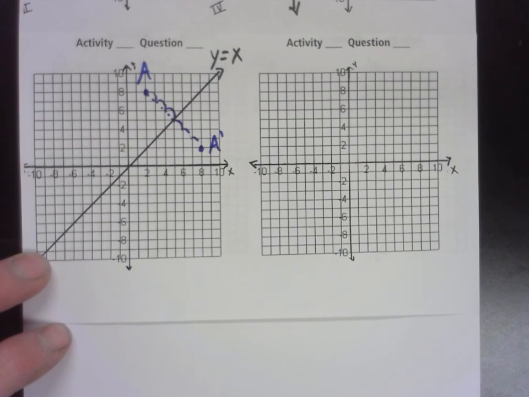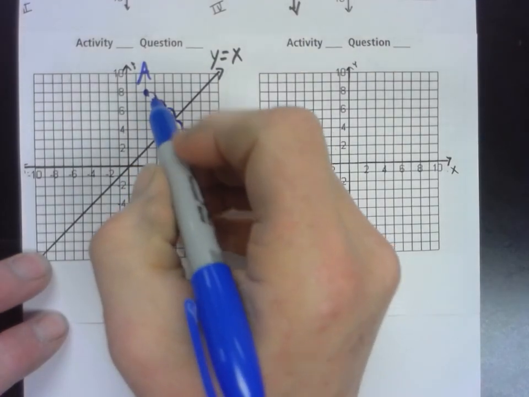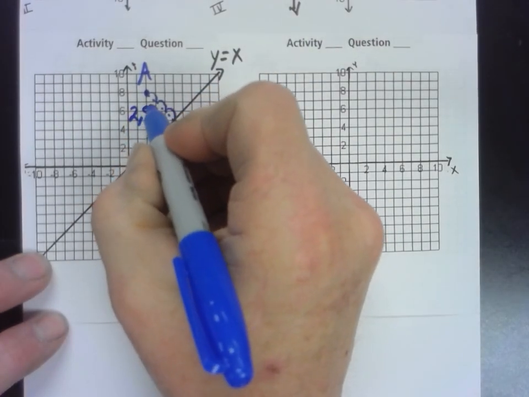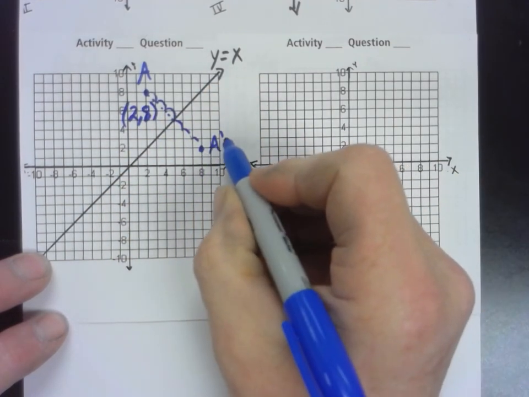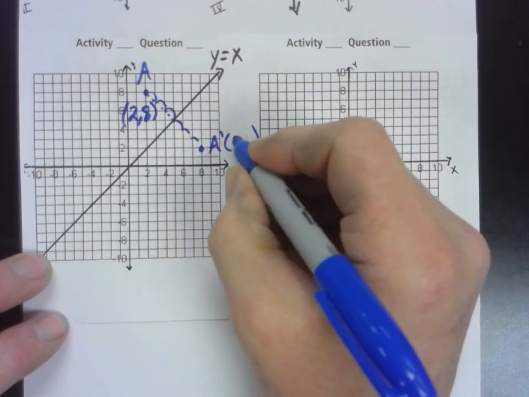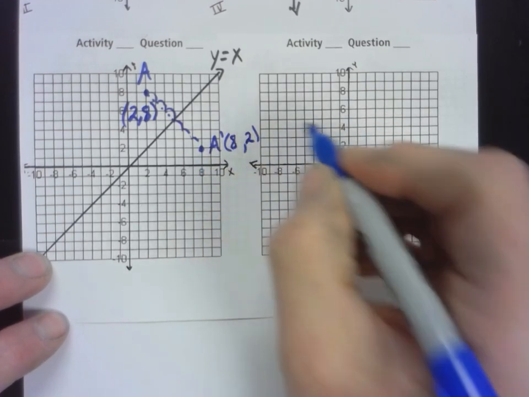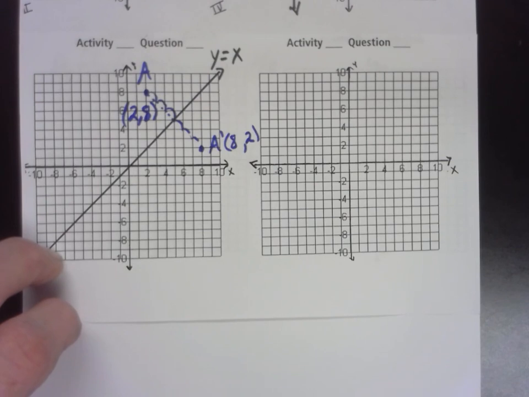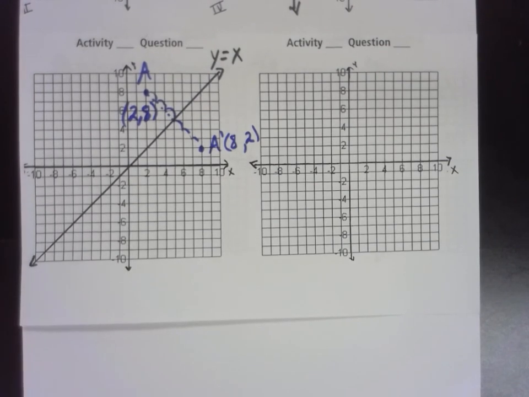What do you think? Now we were at 2, 8. Where are we now? 8, 2. Anybody come up with a conjecture about a general rule for reflecting across the x-axis? Or sorry, the line y equals x? You think that's a possibility? Should we test it again? Yeah. Let's do another one.